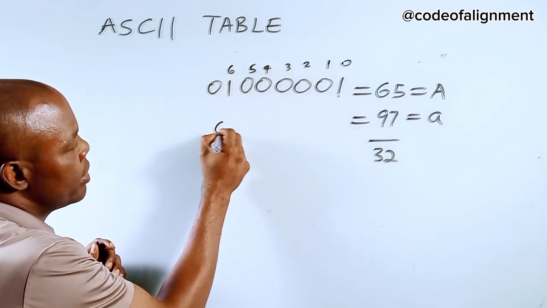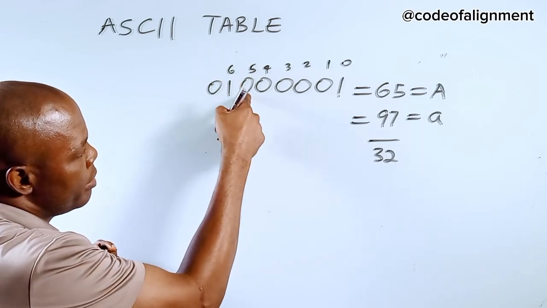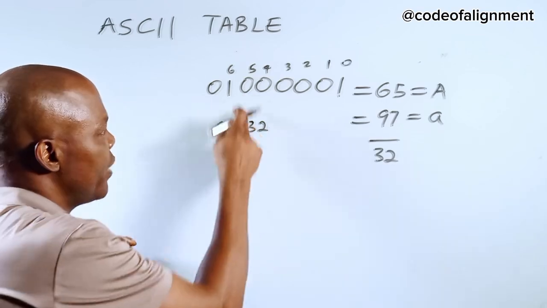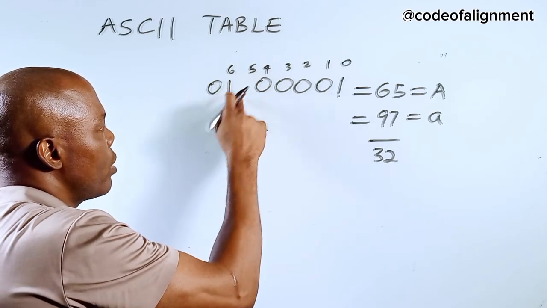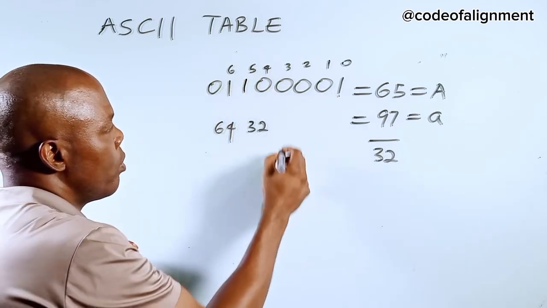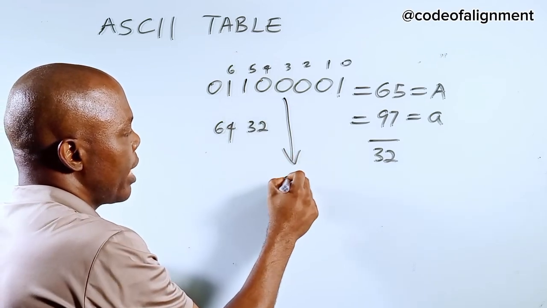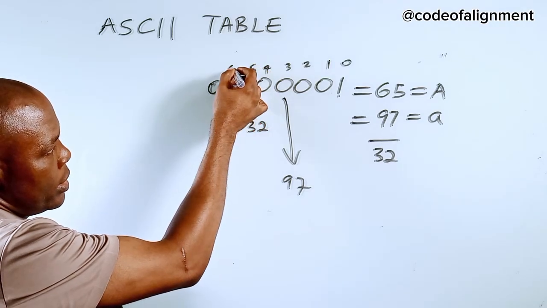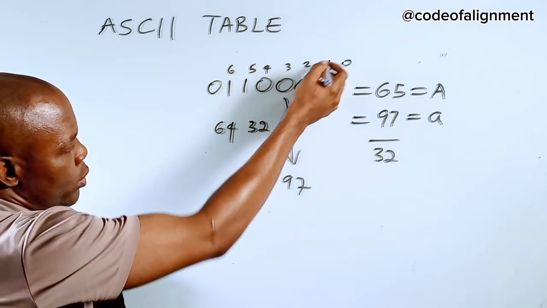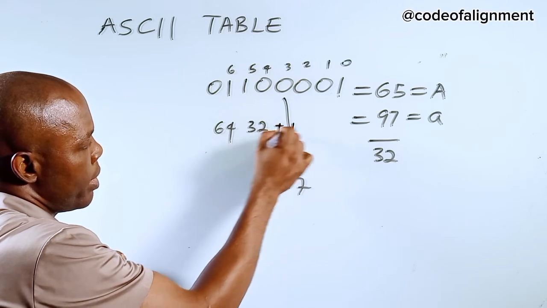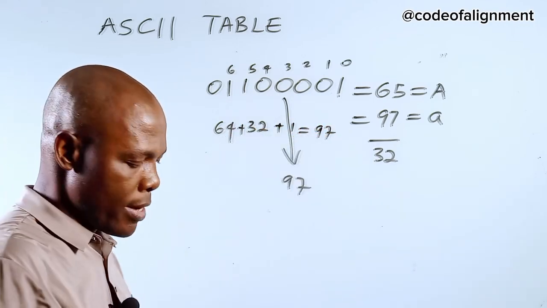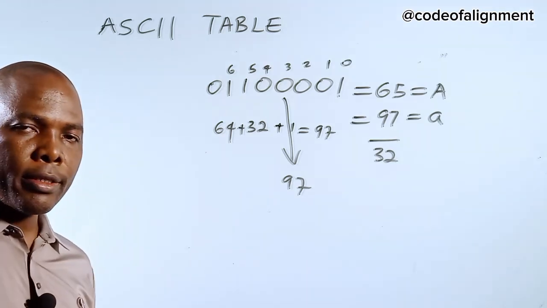If 6 will give me 64, it means 5 will give me what? 32. So all I need to do is flip this one. If I flip it to 1, this will give me what? This will give me 97. Because this is 32, this is 64, then plus 1, plus 1. This will give me 97, right? So it wasn't a random guess.